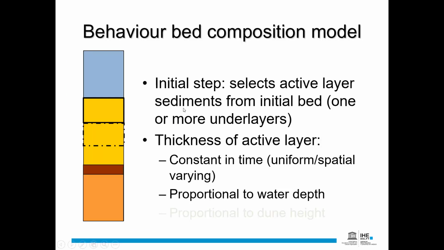At the beginning of the simulation, so the initial step, the active layer gets sediment from the initial bed. It can be one or more underlayers. In this case, it is one underlayer, all the sediment in the active layer. Then the thickness of the active layer is constant in time, and we should choose it as a proportion of the water depth. So again, now we have in this case one active layer and one bookkeeping layer, and underneath there is a base layer.